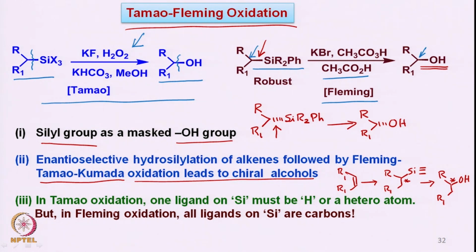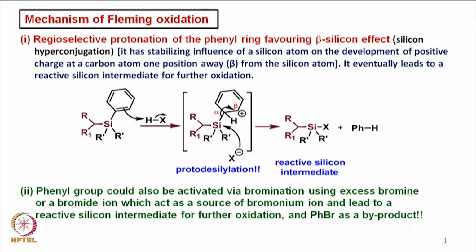Now in Tamao oxidation, one ligand on silicon must be hydrogen or a heteroatom; that is the condition. But in Fleming oxidation, all ligands on silicon are carbons. So there is a slight difference in the reaction conditions, and therefore the requirements are slightly different. What is the mechanism of the Fleming oxidation?